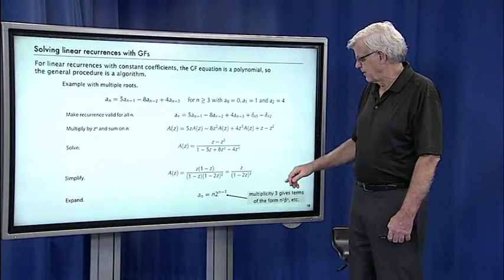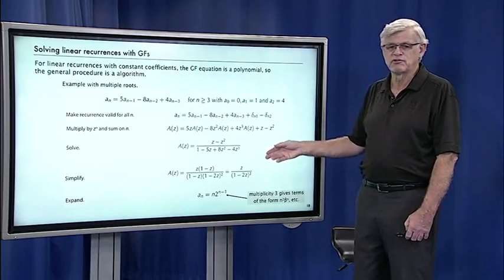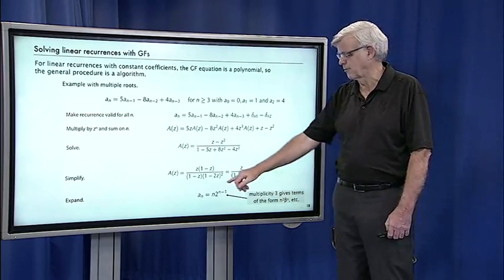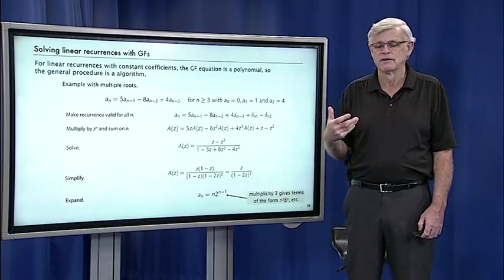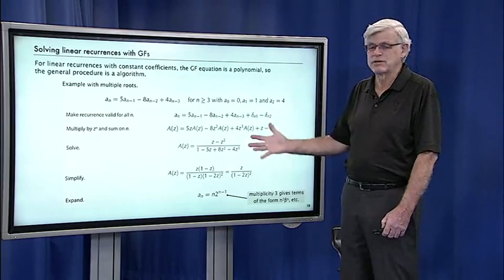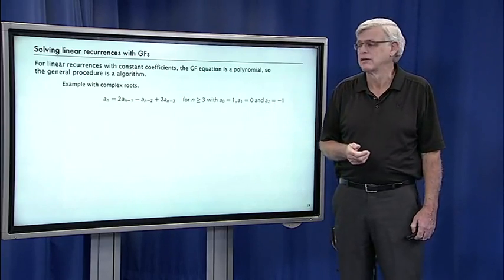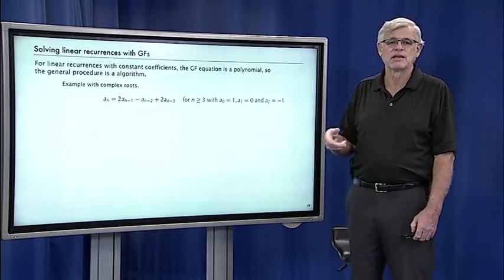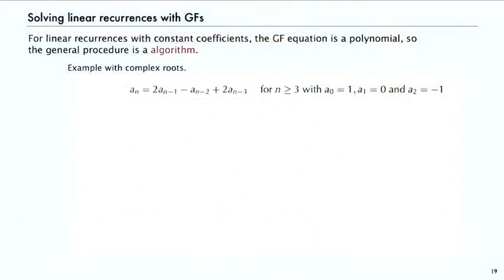Now it turns out that if you have roots of multiplicity 3, you'll get terms of the form n squared times something to the n, and so forth. And there are other things that can happen, but it's just properties of polynomials. So for example, you could get complex roots. So here's an example where the roots are complex.